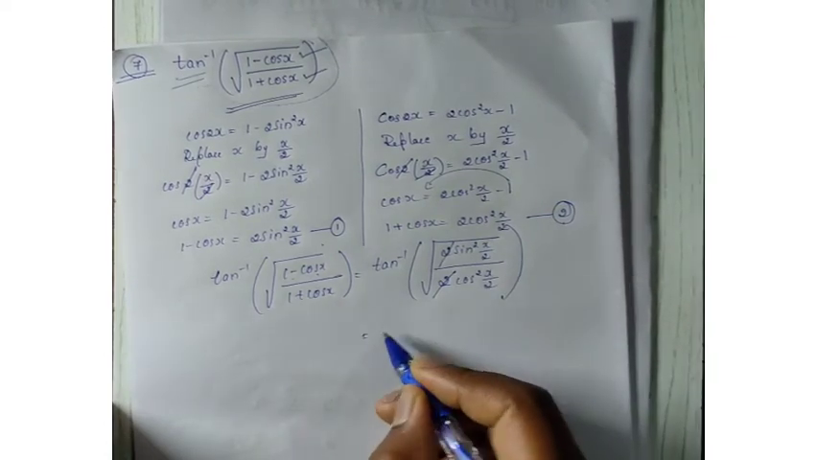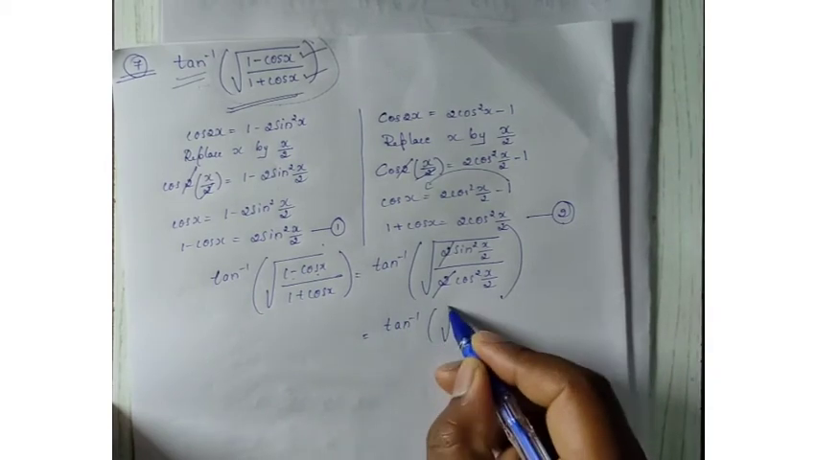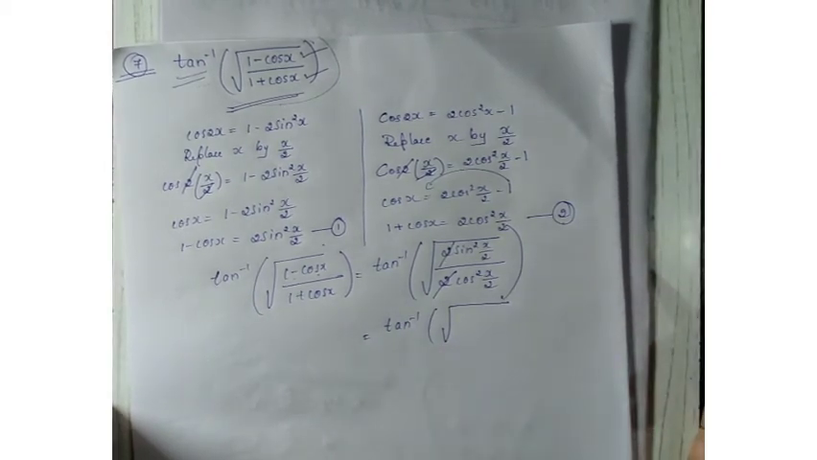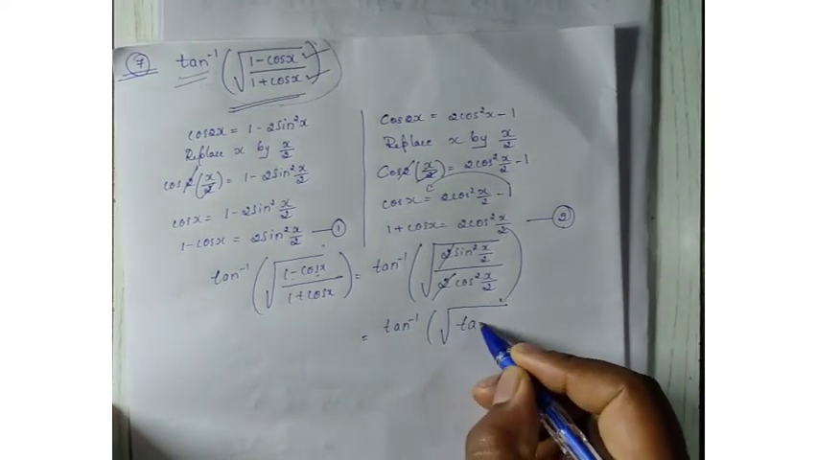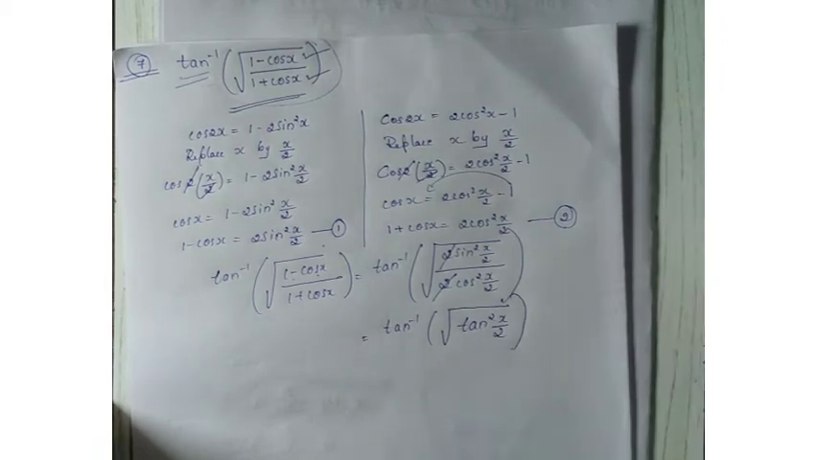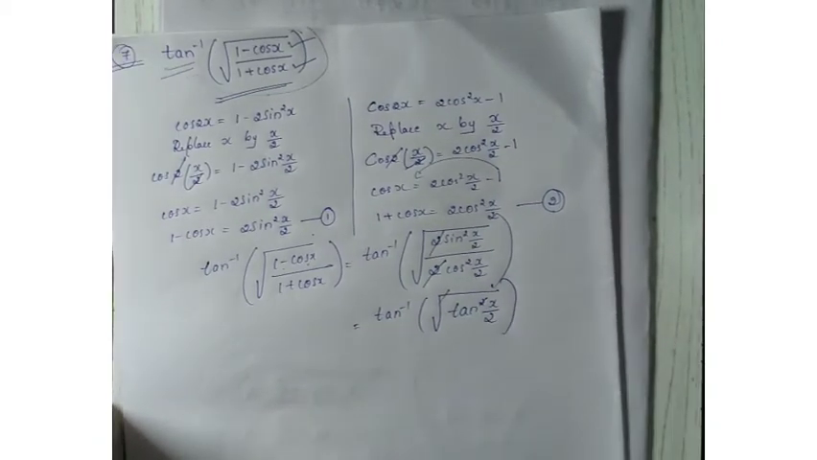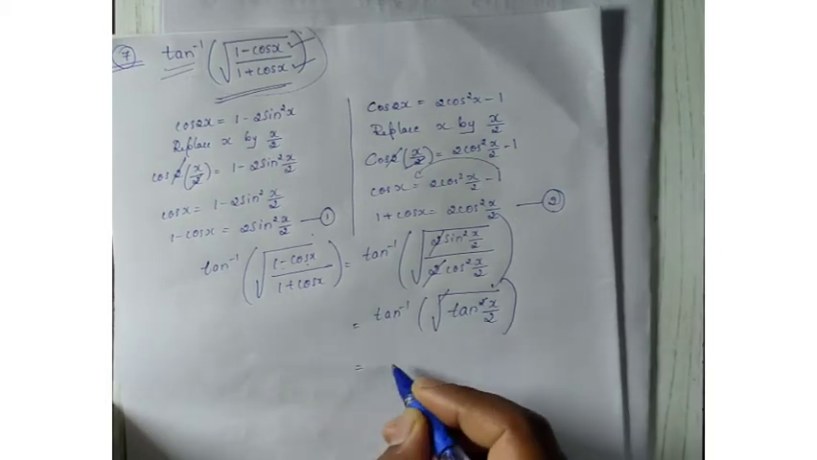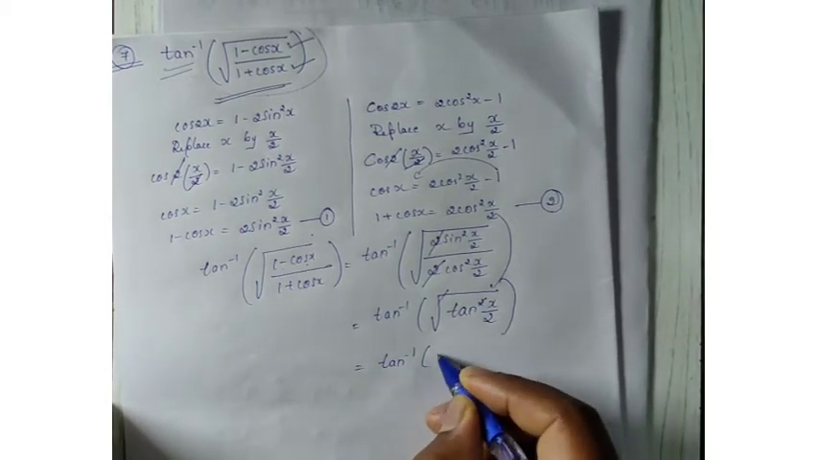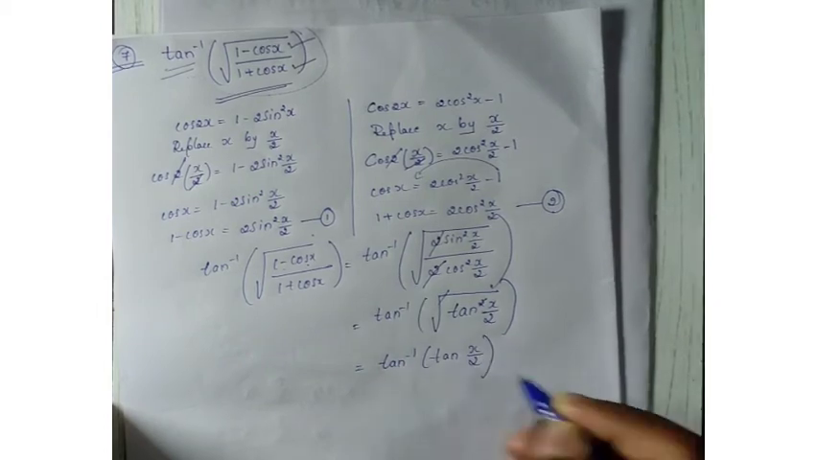Fine. So this is tan inverse root, what is sine theta by cos theta? That is tan theta, right? Therefore, you can write sine square theta by cos square theta as tan square theta. Therefore, also you can write sine square x by 2 by cos square x by 2 as tan square x by 2, right? Now, this square root and this square get cancelled. Therefore, the remaining is tan inverse of tan x by 2.